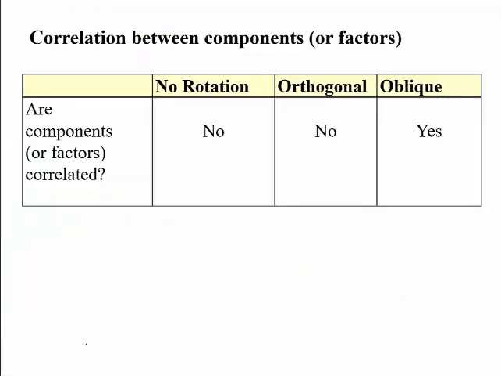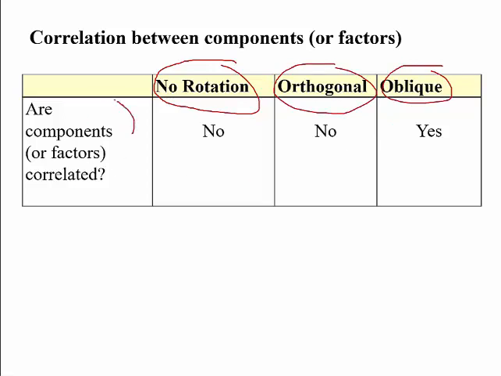Now, let me summarize some of the things I've been talking about. So we've been comparing different options for rotation. We talked about we could do no rotation, orthogonal rotation, or oblique rotation. And one of the key questions is, do we want to allow our components or our factors to correlate? If we do no rotation, we will have orthogonal factors or orthogonal components. They will not be correlated. And of course, if we do orthogonal rotation, our factors or components will not be correlated. But if we do oblique rotation, then the key difference there is that now our components or our factors will be correlated. And that's the key feature of oblique rotation.